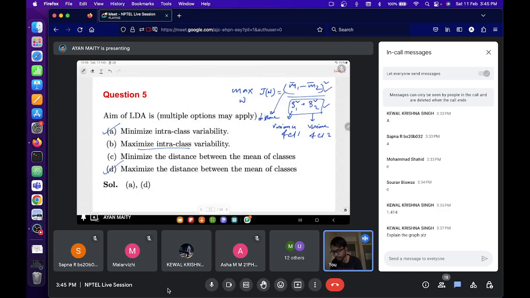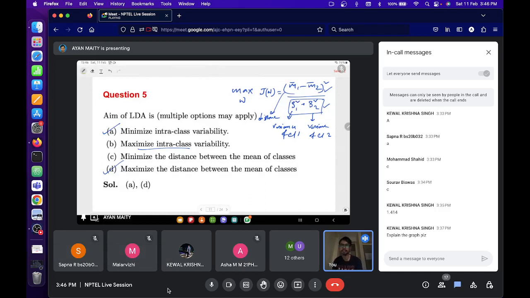And in the denominator, delta 1 square plus delta 2 square. Delta 1 is the variance of class 1: all the points present in class 1, we take the variance of that, and all the points present in class 2, we take the variance of that. That becomes delta 2 square, and we add all those intra-class variances.